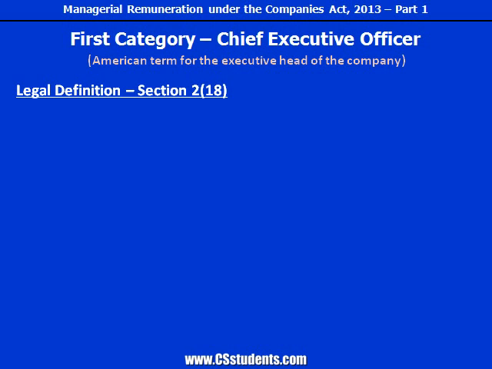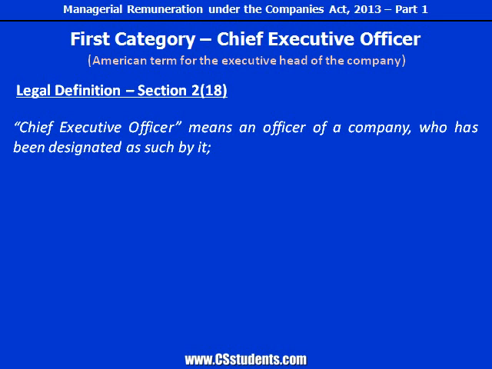Now, we would discuss the position of the Chief Executive Officer. Chief Executive Officer is an American term which denotes the executive head of the company. A Chief Executive Officer is generally the senior-most corporate executive in the company's hierarchy. The new Act provides the definition of Chief Executive Officer. Under the Companies Act, 2013, as per the definition given in Section 2 subsection 18, Chief Executive Officer means an officer of a company who has been designated as such by it.